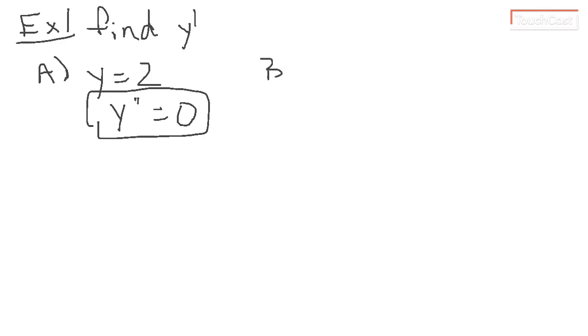Let's look at another one. I've got a couple more here. We'll look at b. We're going to say that y is equal to negative 1/2. Well, negative 1/2, that's still a constant. So that means the derivative in this case, y prime, is again going to equal 0.